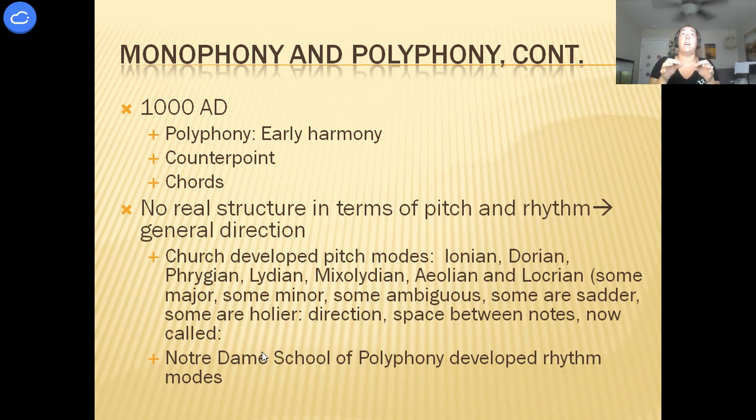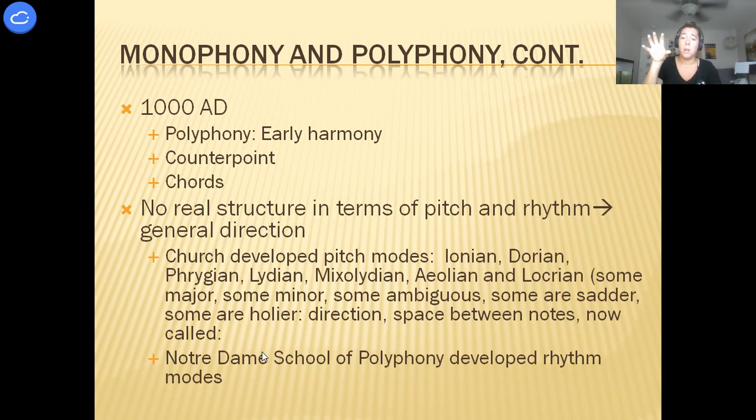You couldn't tell, in terms of today's words and ears, if it was major or minor. Some of them were obviously major, some were obviously minor, and some were ambiguous. Some of the modes are sad and some are holy. There were a couple of them, I don't remember which, but I think two were specifically holy, so they were reserved for liturgical music, like mass music.